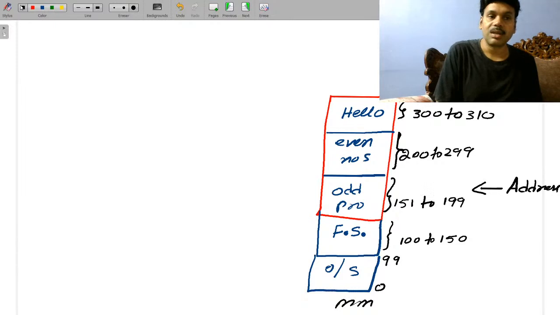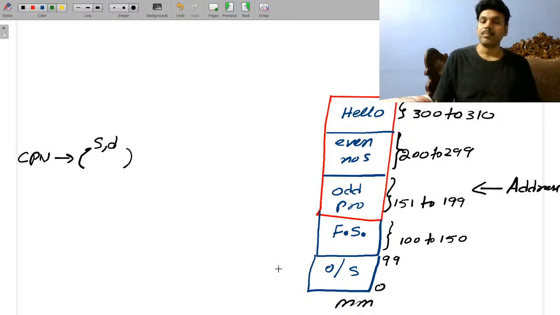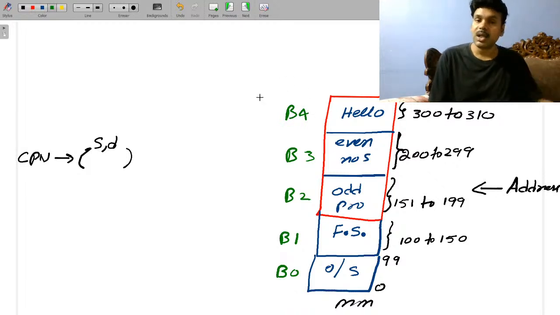Now you see how the user is requesting. The CPU generates one address. The address consists of S comma D. Now these are the names. So now I am going to keep some blocks here. I say this is block 0, this is block 1, this is block 2, and this is block 3. Block 3 is nothing but a segment only. This is block 4. Now I am requesting, see, I want to access even numbers.